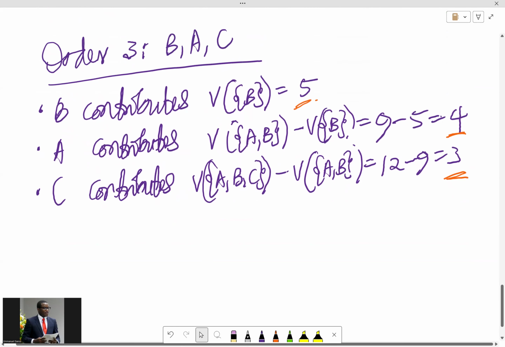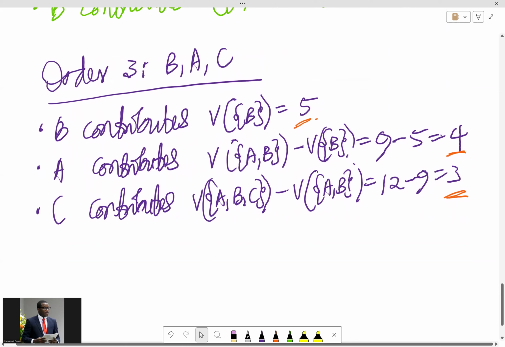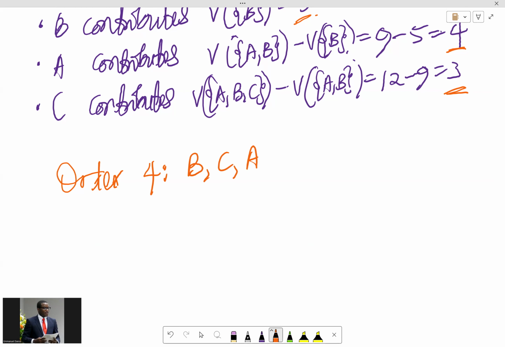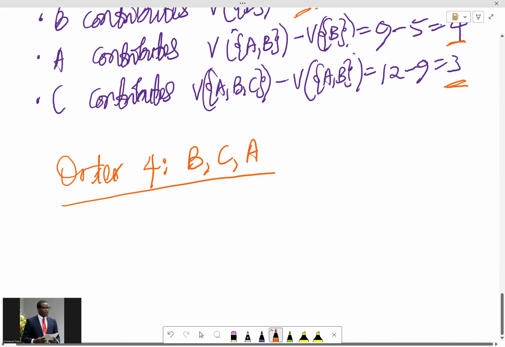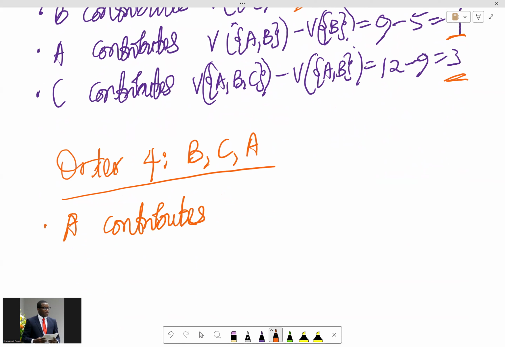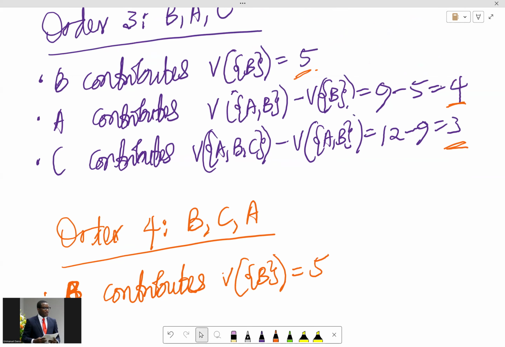So we have order 4. Order 4 is surely B, C, A. So B starts the idea, C joins, and then A joins. So here B contributes the value attached to B, the value of only B. And that is simply 5, like we had before.